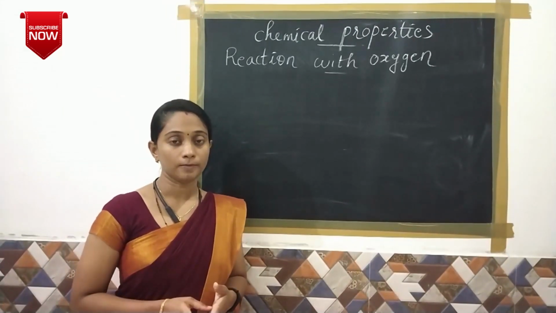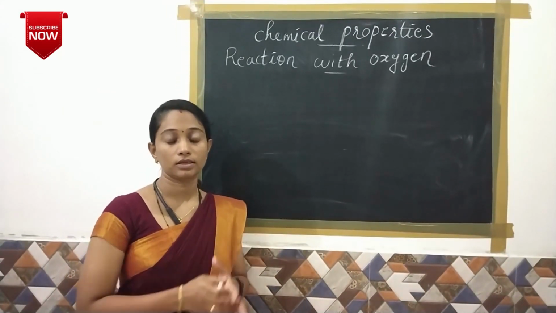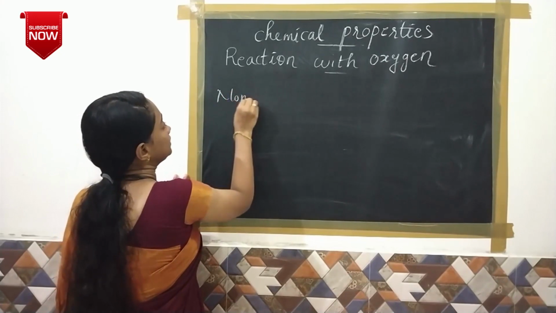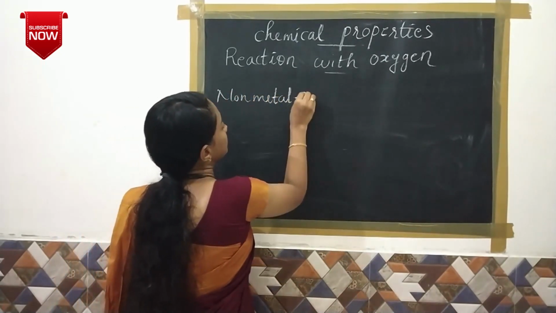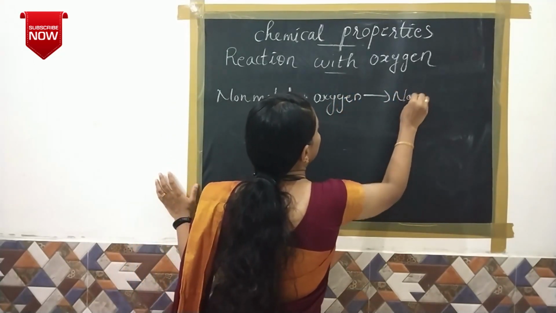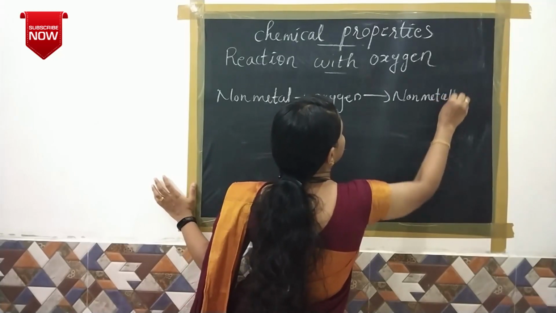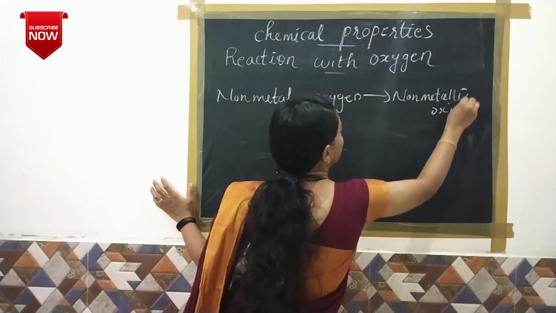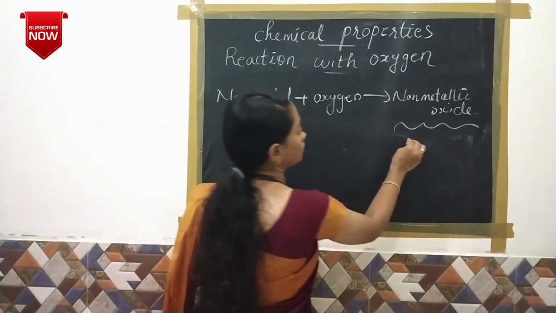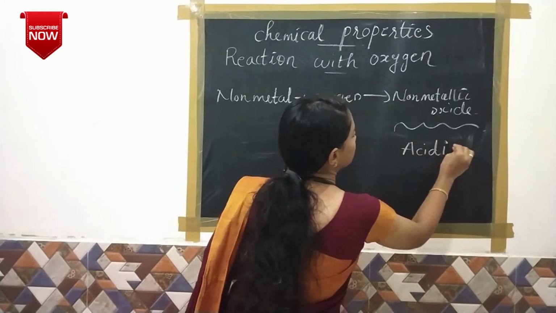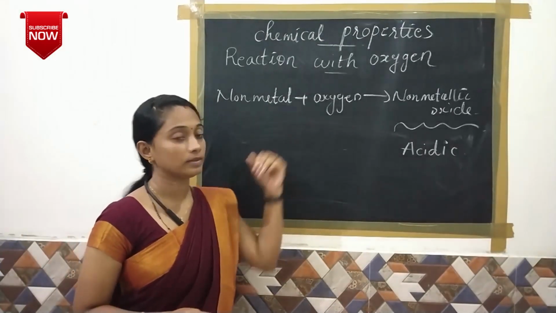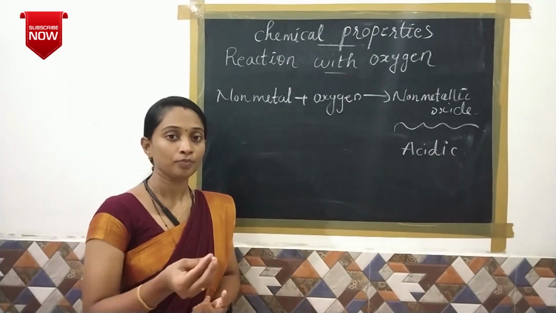Let us see how a non-metal reacts with oxygen. When any non-metal reacts with oxygen, it produces non-metallic oxide. And these non-metallic oxides are acidic in nature.